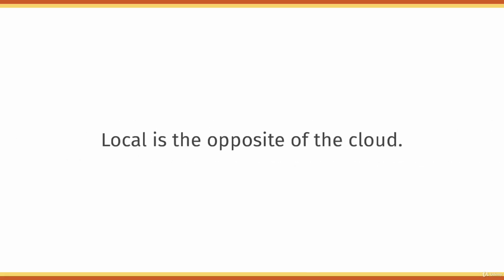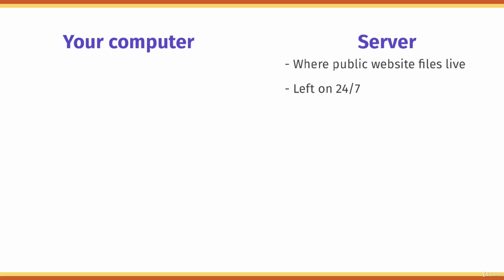Local is the opposite of the cloud. Local refers to your personal physical computer. Right now I want you to picture two things. Number one, your personal computer, and number two, a server that lives 1,000 miles away from you. The files that make up a website usually live on a server that a web host company maintains. The web host company leaves that server on 24 hours a day, 7 days a week, so that people can access your website around the clock. That means WordPress and our websites usually live on a server, not on our personal computers.